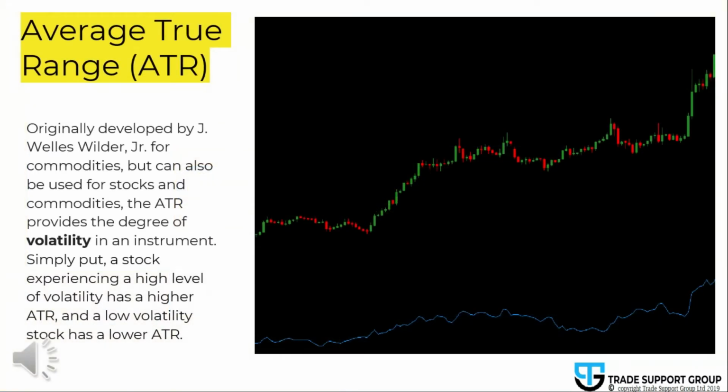The average true range is a volatility indicator originally developed by J. Welles Wilder, Jr. for commodities. The indicator does not provide an indication of price trend, simply the degree of price volatility. The indicator moves up and down as price moves in an asset become larger or smaller.